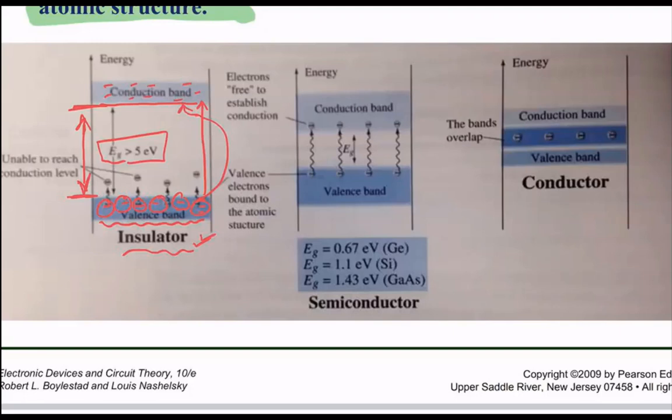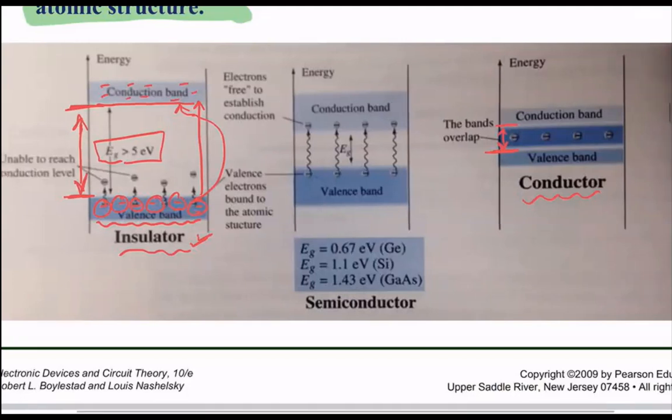Whereas if you look at this right here, the conductor, this is the valence band, where the electrons are available, and this is the conduction band. So the distance between the valence band and the conduction band is very tiny. That means a very small amount of force applied will cause an electron to move to the conduction band, where they are available to flow freely and take part in the conduction.